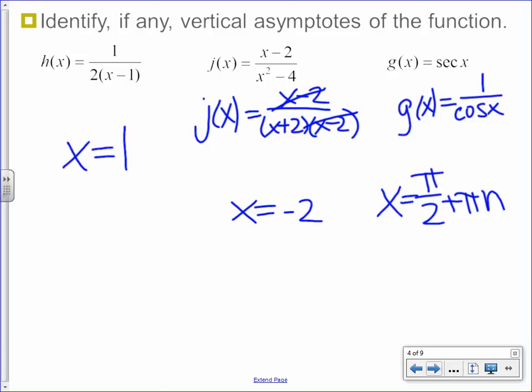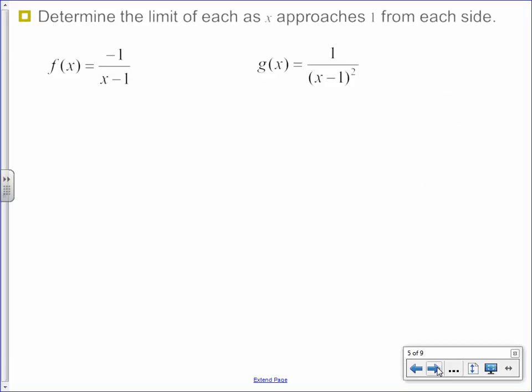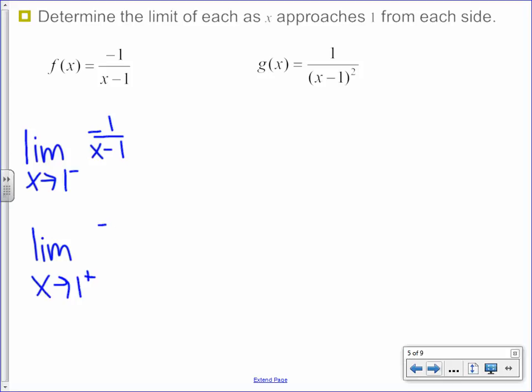So now, are you ready? Okay. So we're going to look at the left and right hand limit as x approaches 1. First of all, what is happening at x is 1? We want to find the limit as x approaches 1 from the left, and the limit as x approaches 1 from the right.